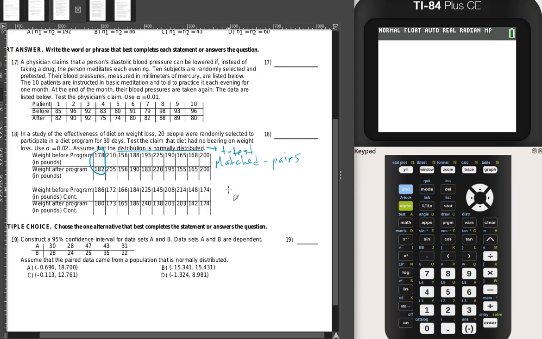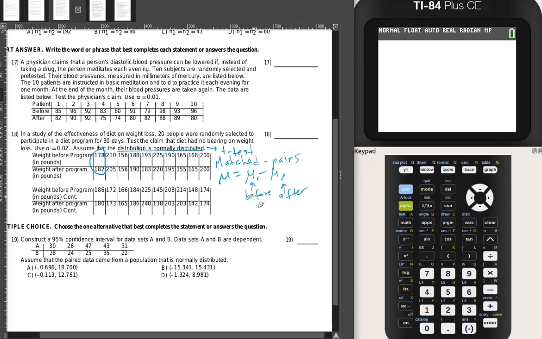So what we are dealing with here is the situation where we are just going to look at the difference, the average difference. So if we make the mean be mean 1 minus mean 2, where this one is the mean weight before and this one is the mean weight after, then what we will have is going to be the mean difference here.